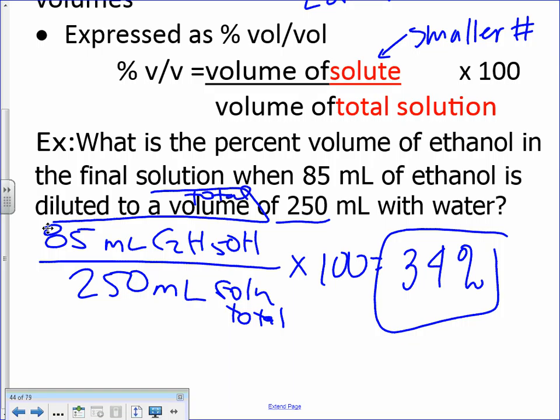Can you maybe guess, what would the units be if I was talking mass percent, not volume percent? Grams of solute over grams solution. It would have to be the total thing, right? Not just solvent, but solution total.